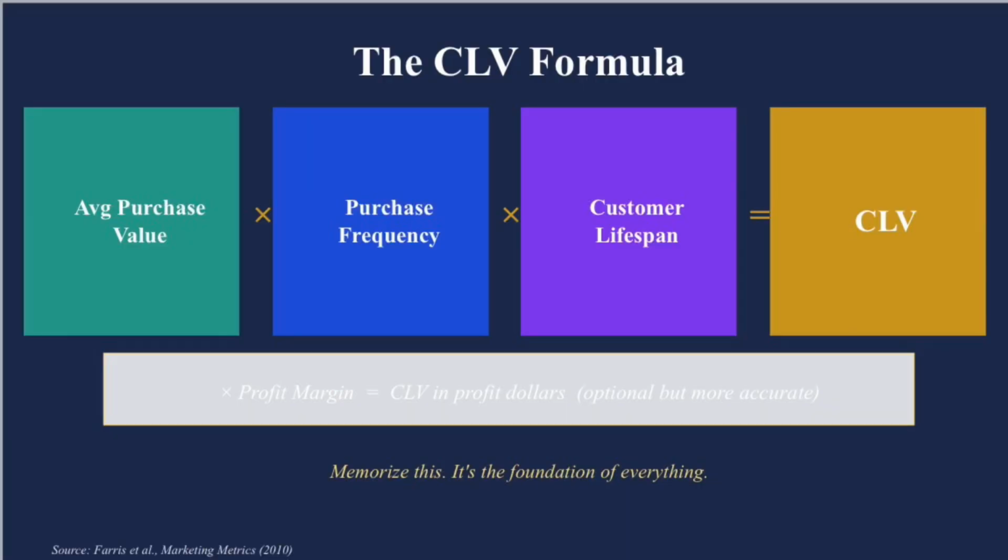So here is the CLV formula. And I promise this is simpler than it looks. CLV equals average purchase value times purchase frequency times customer lifespan. That gives you the total revenue from a customer. If you want to see actual profit, you multiply the whole thing by the profit margin. So that's three inputs, or four with margin. Let me show you exactly how this works with a real example.